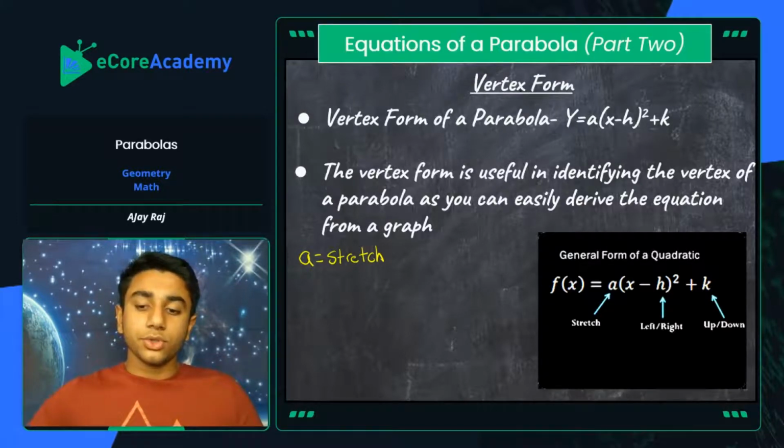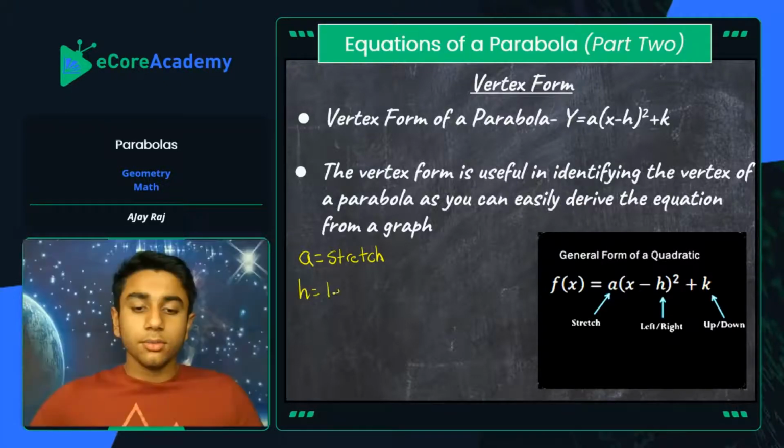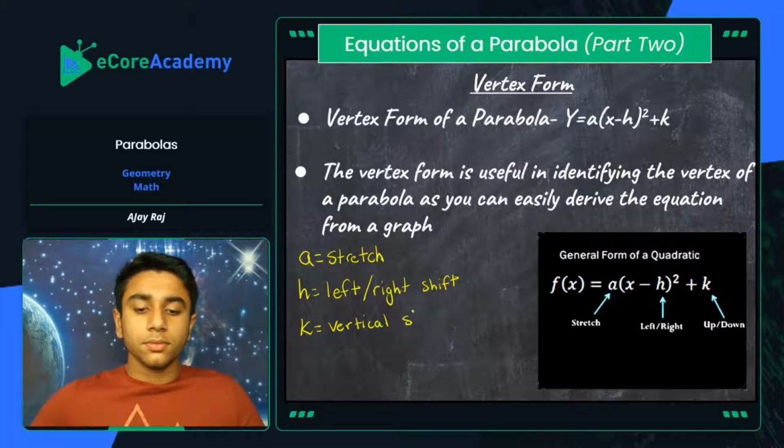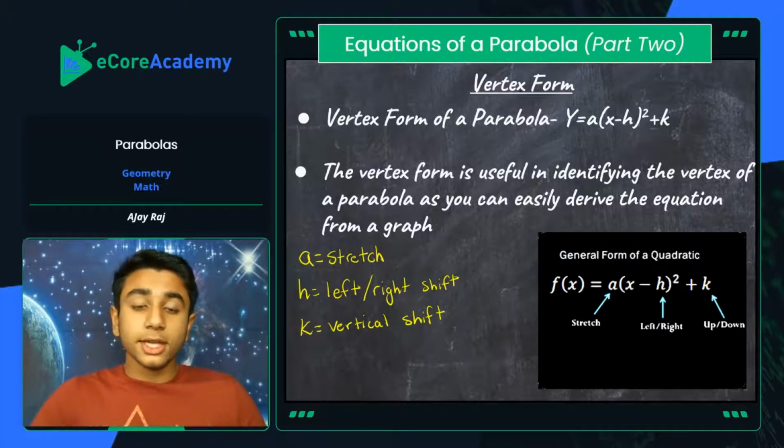So then we have a equals our stretch value. h is going to be our left and right movement, left and right shift. And k is going to be our up and down, so vertical shift. That's basically it. So once you look at a given graph and you're given the vertex, what point the vertex is, that's all you really need.